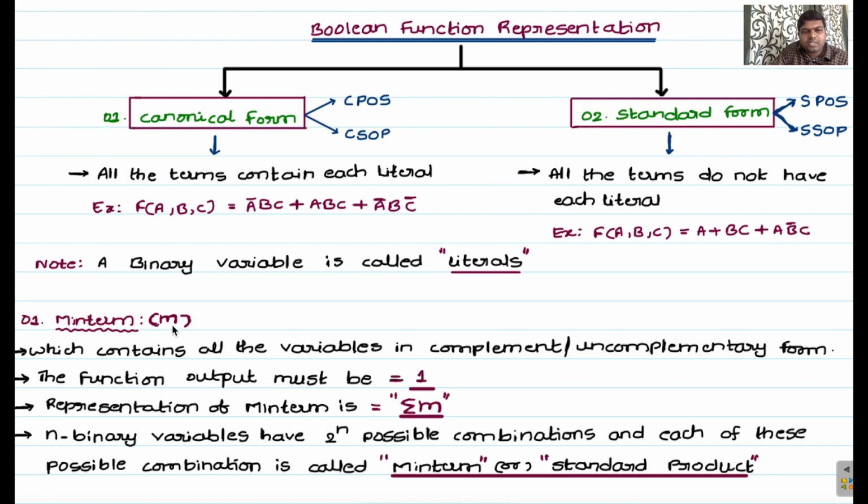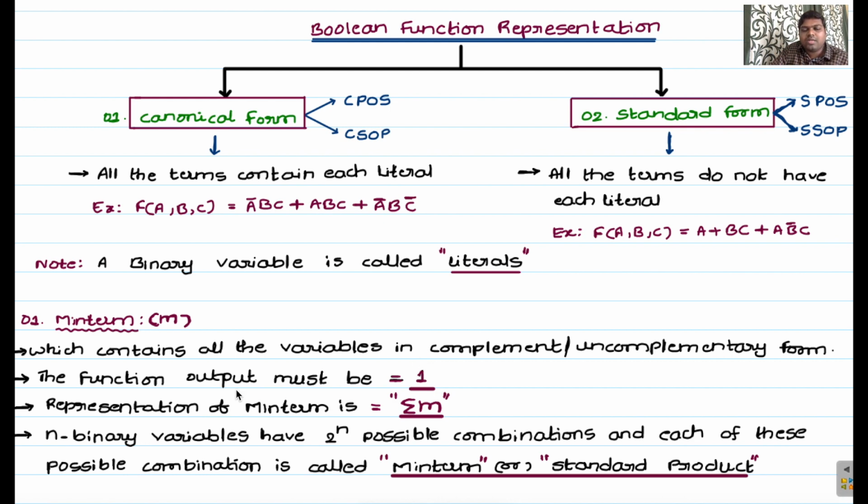First we will discuss min term. Here the min term is nothing but a standard product term, right? This min term can be denoted with a small m, which contains all the variables in complementary, otherwise uncomplementary form.